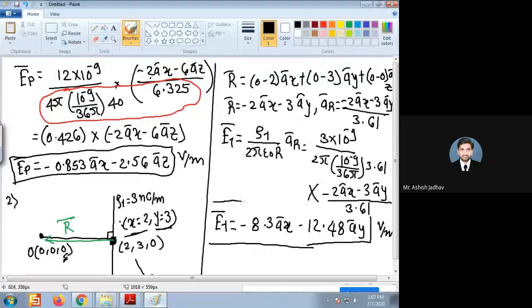So I'm just writing the answers directly here because I cannot show you the calculator and calculations. I told you the way in which we can calculate it.